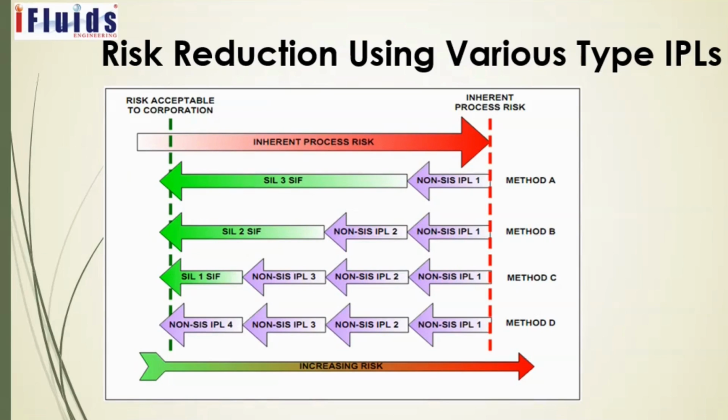The increasing risk is from left to right. So method A, you see one non-SIS IPL1. So that means you don't have a SIS, just a control system. So you see the process risk is high. So when you have method four, the process risk is very less.